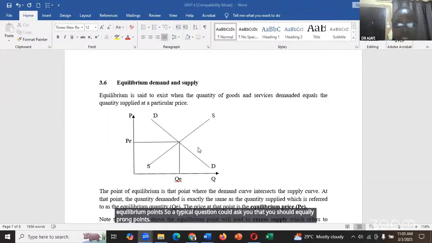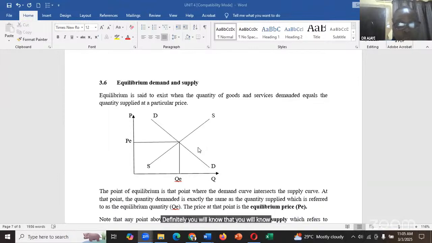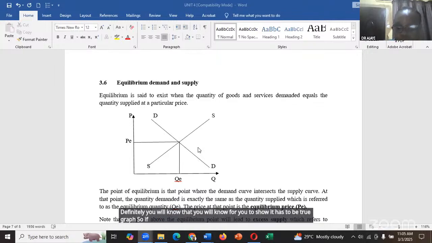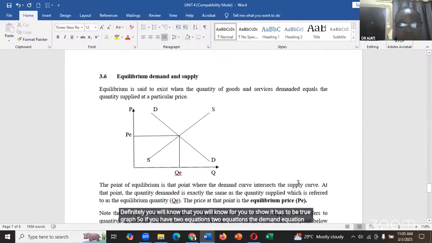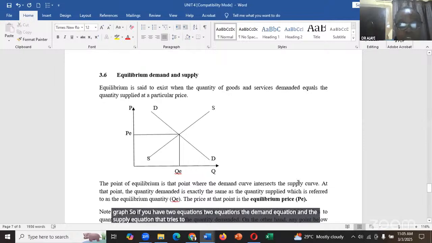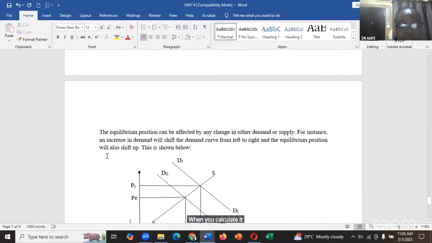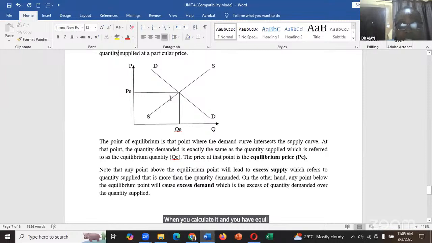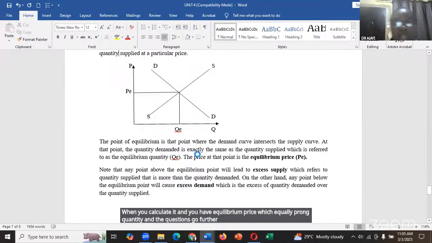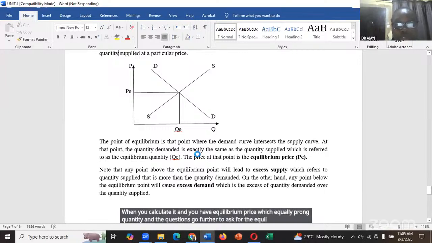Definitely you will know that for you to show, it has to be through a graph. So if you have two equations, the demand equation and the supply equation, that tries to test your knowledge on equilibrium, when you calculate it and you have equilibrium price with equilibrium quantity, and the questions go further to ask for the equilibrium point, you need to show that through a graph.